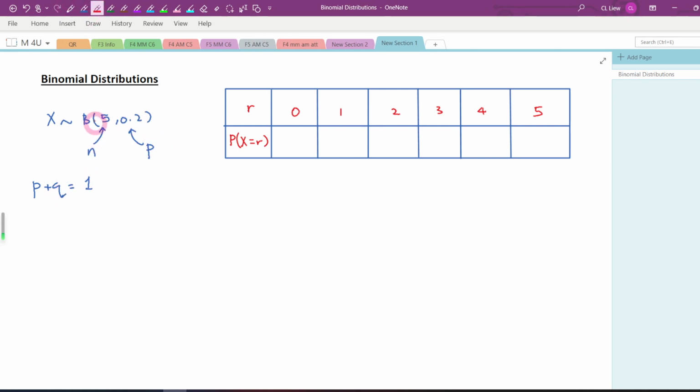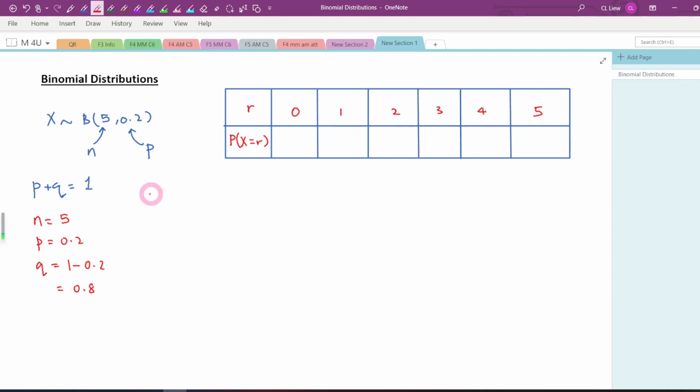Okay, let me write down all the important information first. n is equal to 5 and p is equal to 0.2. Can I get q? Yes, because I know that p plus q is always equal to 1. p is the probability of success, q is the probability of failure. So since p plus q is always equal to 1 and p is 0.2, q will be 1 minus 0.2, which is 0.8.